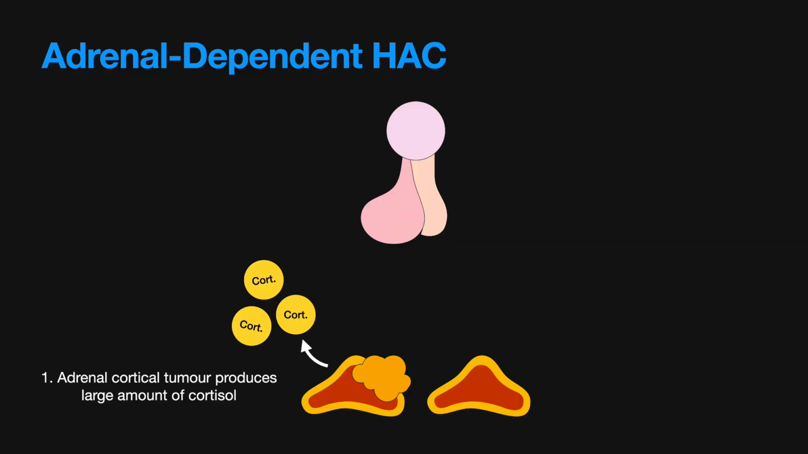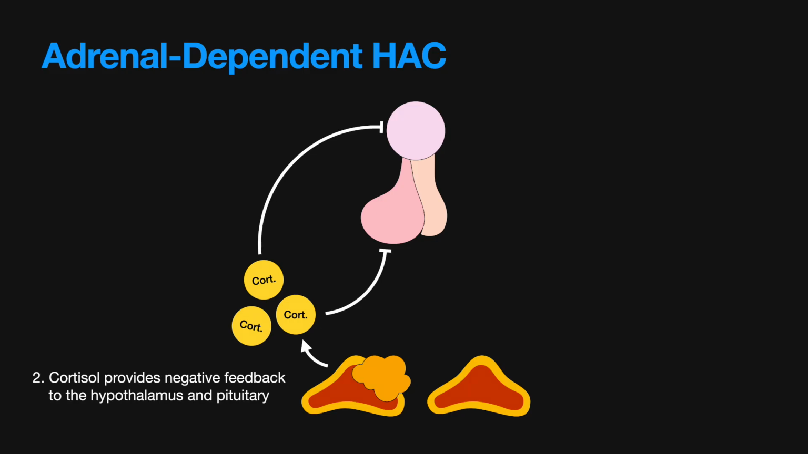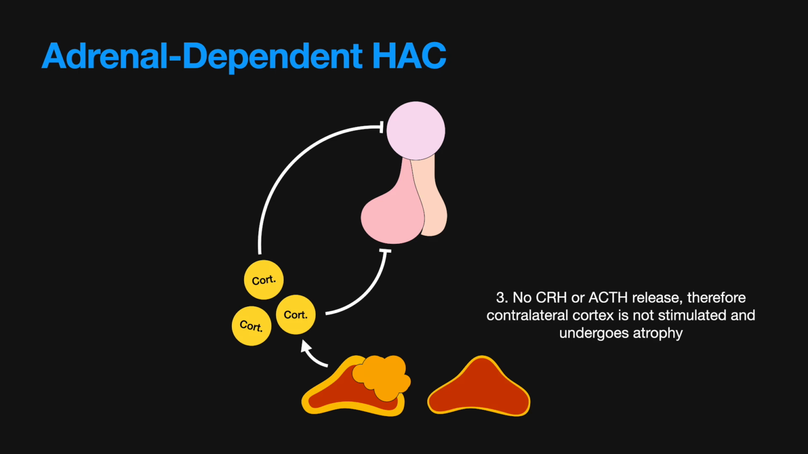So as mentioned, the adrenocortical tumor produces a large amount of cortisol. Cortisol provides negative feedback to the hypothalamus and the pituitary. This inhibits CRH and ACTH release. Therefore, the opposing adrenal gland does not receive any stimulus to continue producing cortisol. This leads to disuse atrophy of that adrenal cortex.